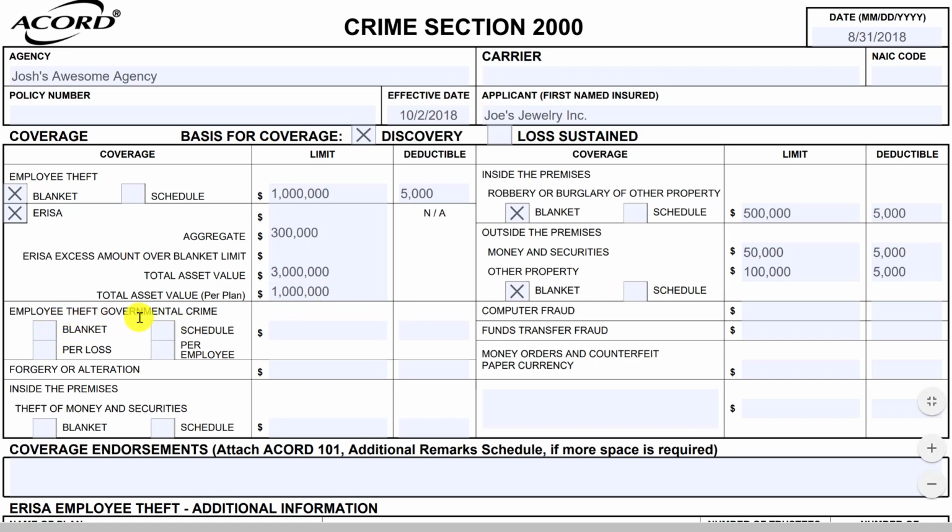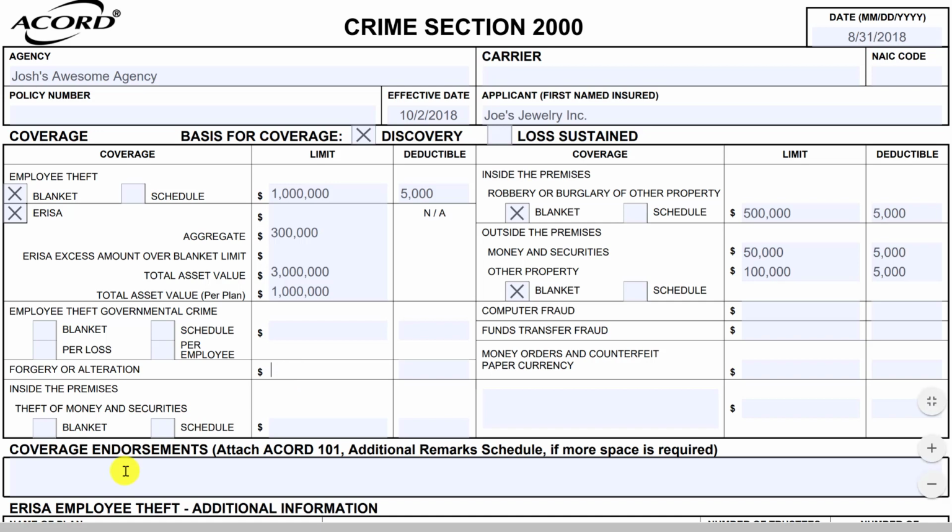Okay, employee theft. So government is going to be an additional limit here. So government crime, you would include this if it was in a government entity. So we're going to leave that blank in this particular example, but you would need to include that if it was a government entity. Forgery or alteration, we're just going to throw a limit in here of like 25,000.